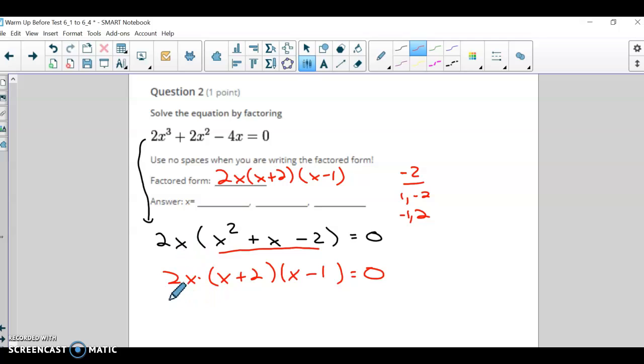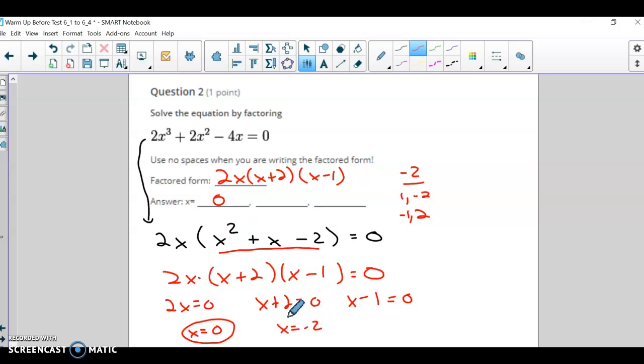Okay, and then our answers would be, we set all the little parts. Once we have it factored, these are all linear, x to the first, so just set them to 0 and solve them the way we normally do with linear equations. So divide both sides by 2. So 0 divided by 2 is 0. That's one of our answers.